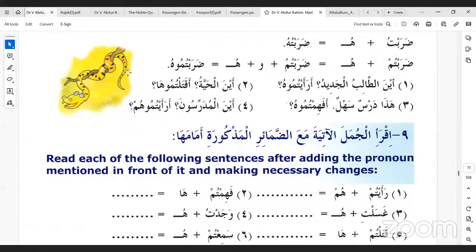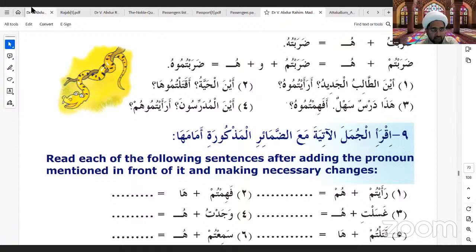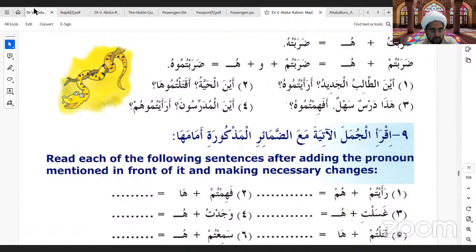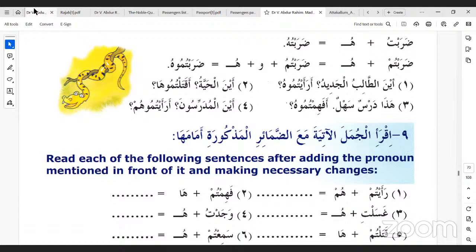That'll be everything. Okay. أين الطالب الجديد؟ Where is the new student? أرأيتموه؟ Did you see him? أين الحية؟ Is that snake? Hayya. Correct. Where is the snake? أقتلتموها؟ Did you kill it? Correct. هذا درس سهل. This lesson is easy. أفهمتموه؟ Did you understand it? أين المدرسون؟ Where are the teachers? Teachers, correct. أرأيتموهم؟ Did you see them? Sorry, plural. So it's, did you see them?